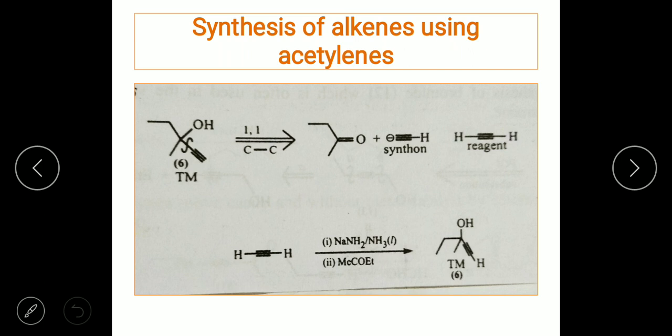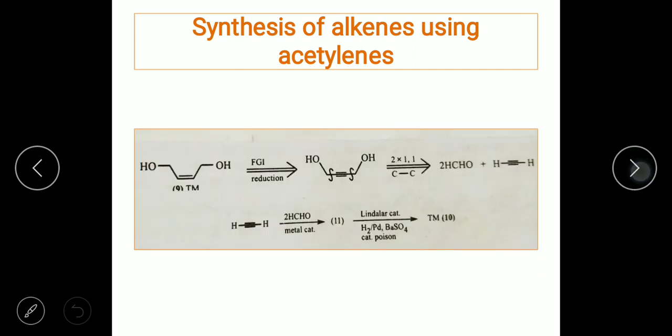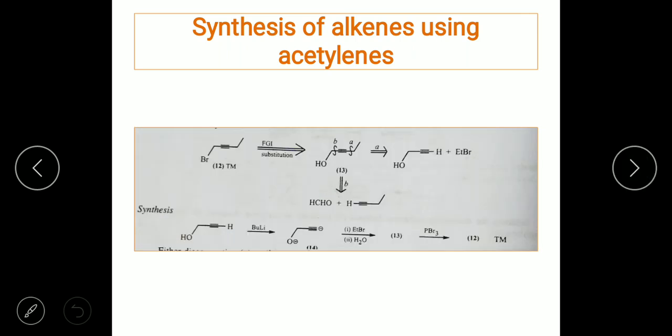Now here I have given some more examples. They have the same mechanism. You can go through this, as it is there with the disconnection and also with the synthesis. There are some more similar examples, so you can make use of these whenever you study the synthesis of alkenes using acetylenes.